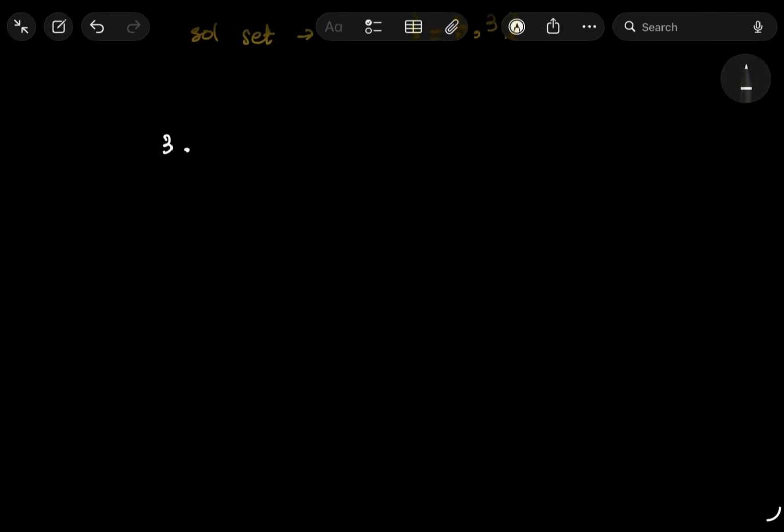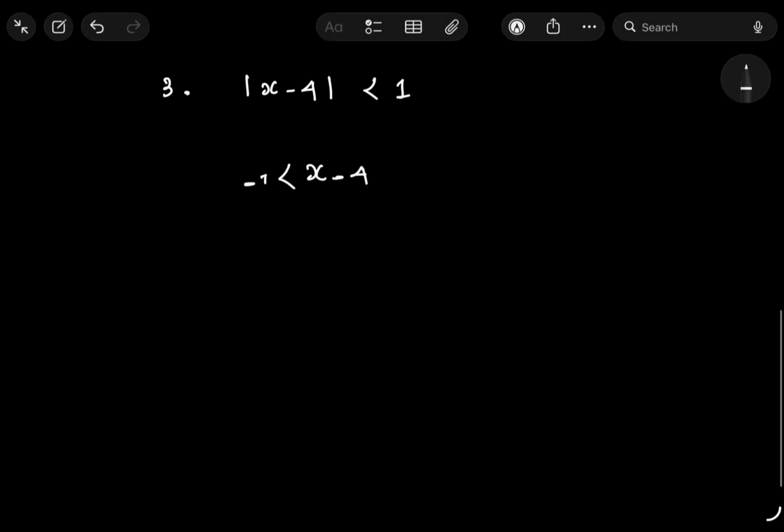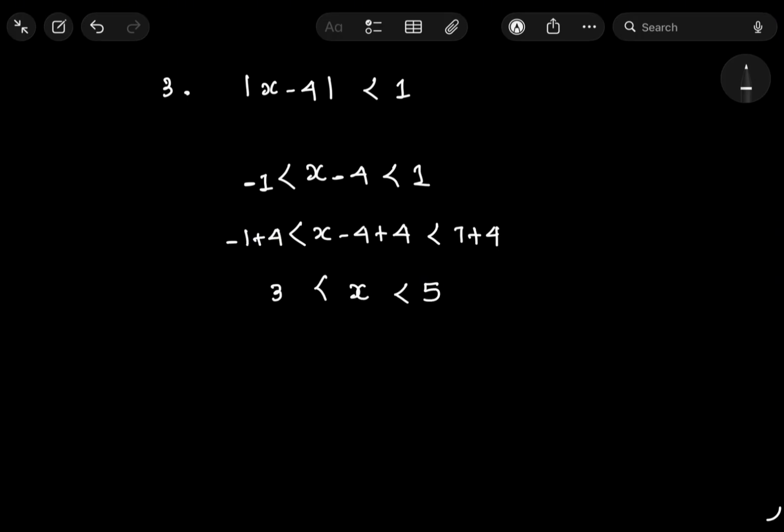And for number 3, we have modulus of x minus 4 less than 1. Okay, so from the properties, we already know x minus 4 is greater than negative 1 and less than 1. And when we add 4 to both sides, we have negative 1 plus 4, so we have 3 less than x less than 5.